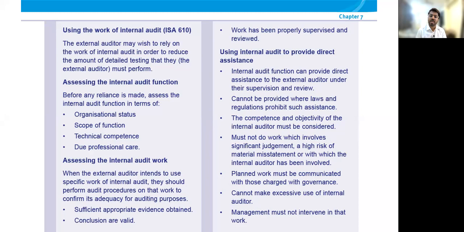The planned work must be communicated with those charged with governance. You should communicate this plan to TCWG, to the audit committee plus board of directors. They should be informed that you are taking the assistance of internal auditor. So communicate your plan to TCWG. You cannot excessively use internal auditor, of course. And lastly, management must not intervene in that work. In the work that internal auditor is doing, the management should not intervene, should not interfere, basically. So that is about using the internal auditor to provide you direct assistance.